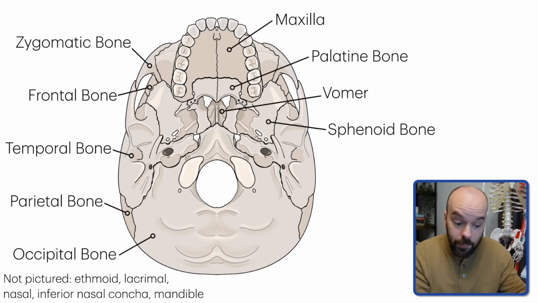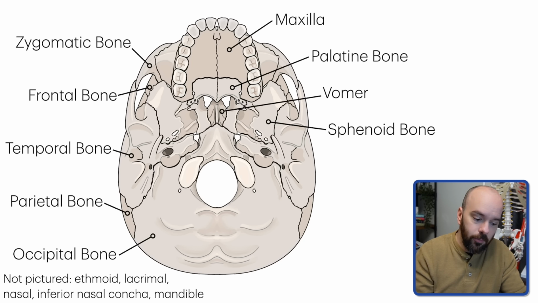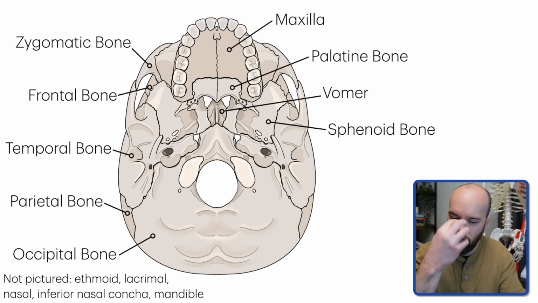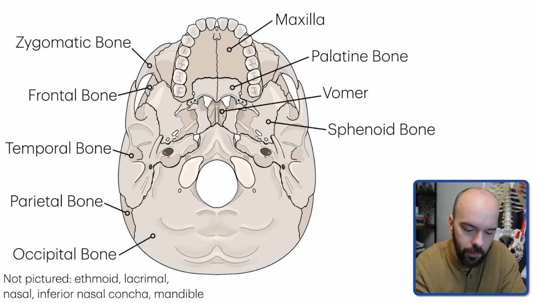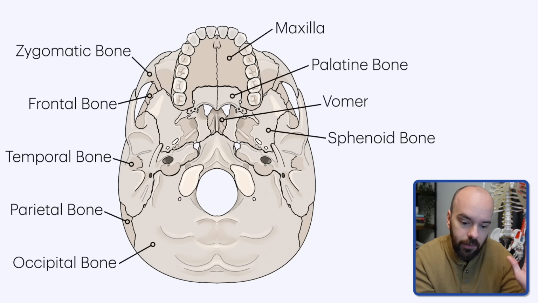Let's continue on. So not pictured here is the ethmoid, the lacrimal, the nasal, the inferior nasal concha, and the mandible. Basically, most of those facial bones that we can't see from this inferior part. So there's our completed inferior diagram. Not that it's worse than the others, it's inferior from the bottom.